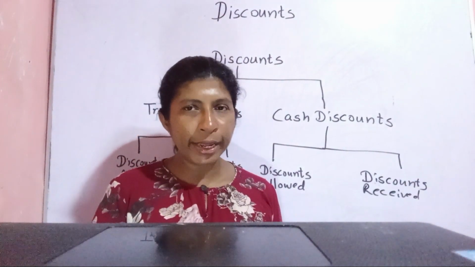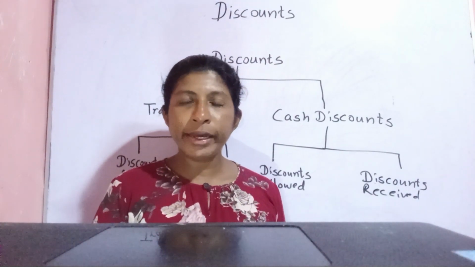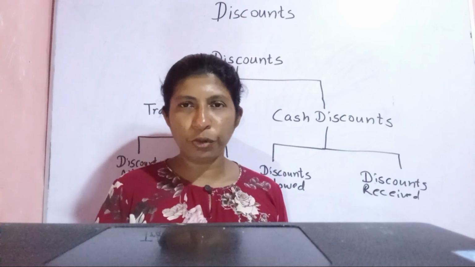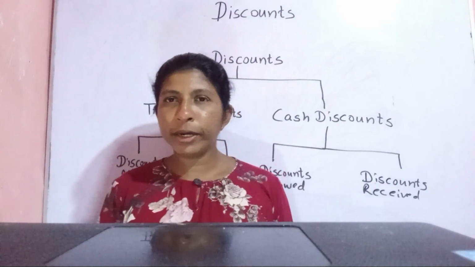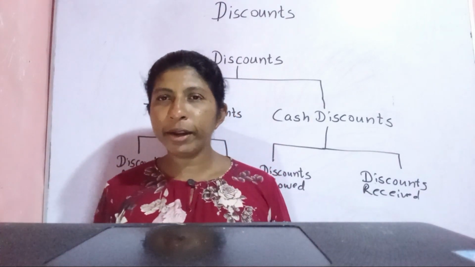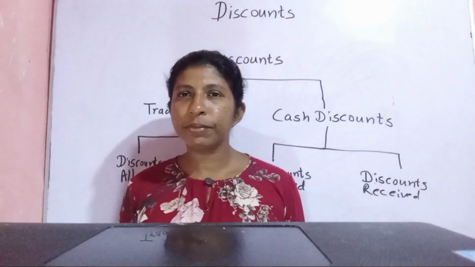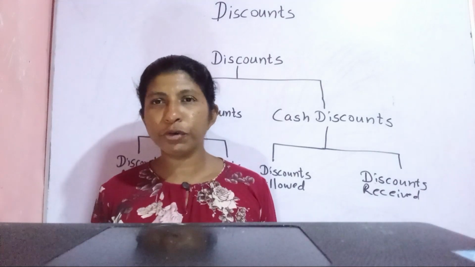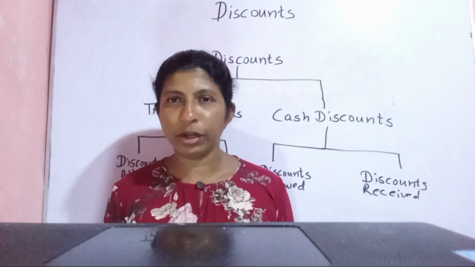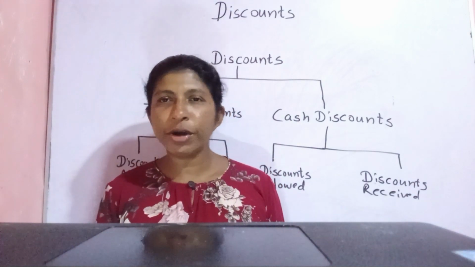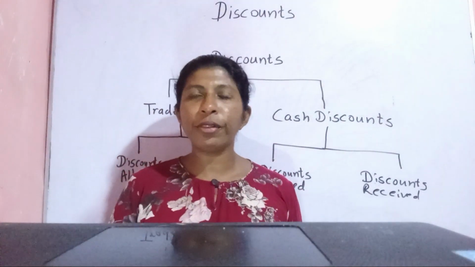We have to pay him 10,000 as our due. Then he is giving us a 10% discount. To calculate the discount, we have to multiply 10,000 by 10%. 10% of 10,000 means rupees 1,000. Therefore, we have received a discount of 1,000. Then shall we see how to record this 1,000?